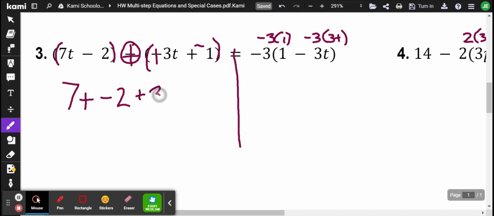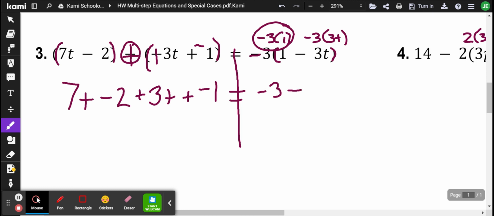So we're adding 3t plus a negative 1. On the right side, we do need to distribute, but we have a negative on the outside, so we're going to distribute that negative through the parentheses. So negative 3 times 1 is going to be negative 3, minus negative 3 times 3 is going to be negative 9t. So on the right side, we can do the inverse. When subtracting a negative, we're going to add the opposite.